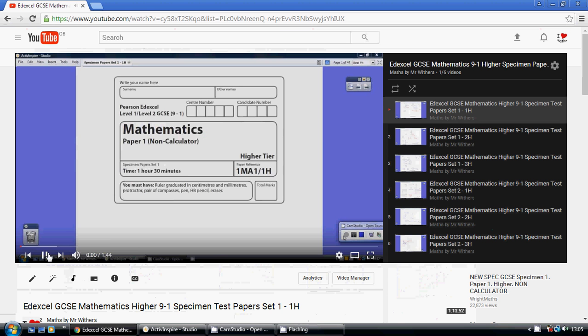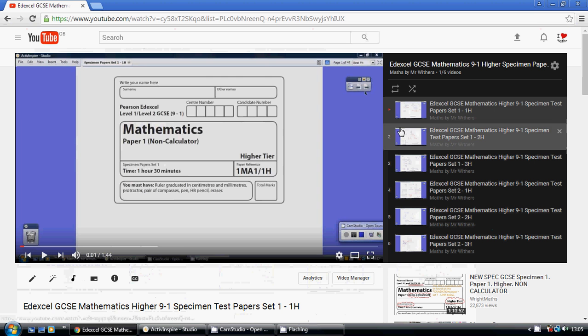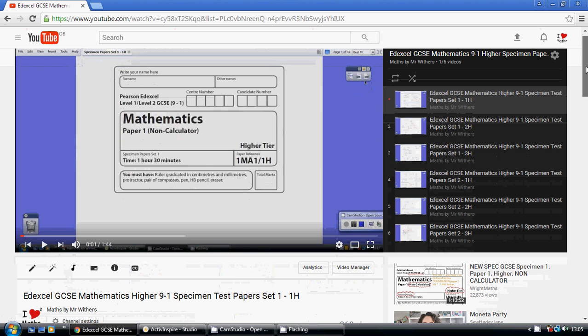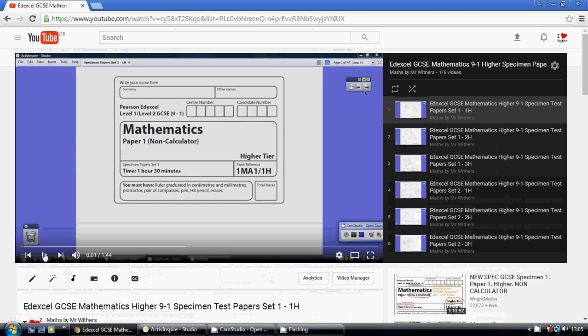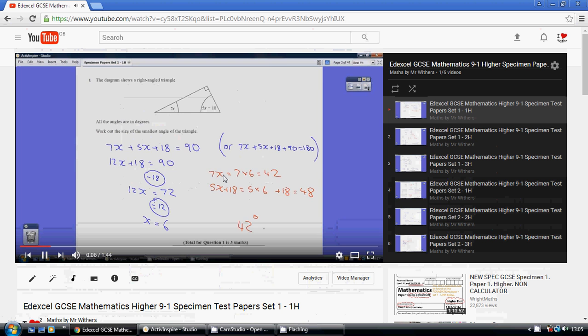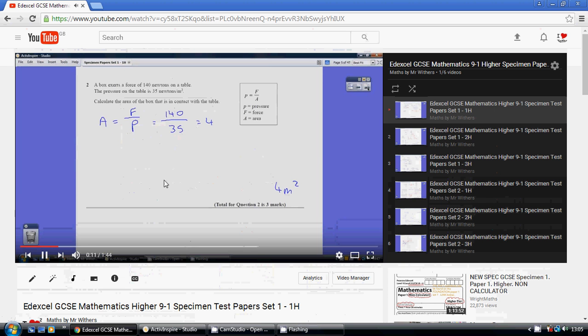Similarly with the specimen papers that Edexcel have produced. At the time of this video, we've had two specimen sets of papers, set one and set two, three papers for each. So I've got six there at the moment. As you see, it's just something like this: you'll have the question, then the answer, then the question, then the answer, and so on. No narrative to support it.